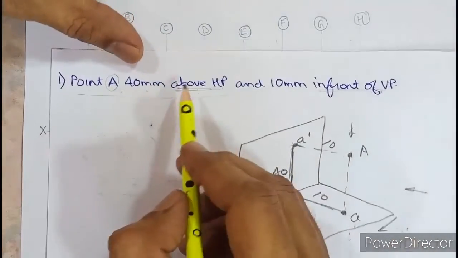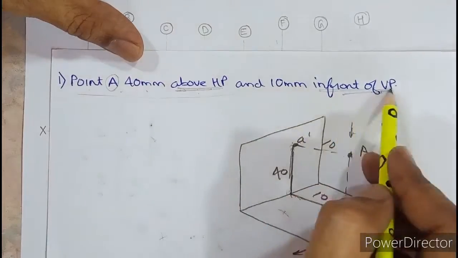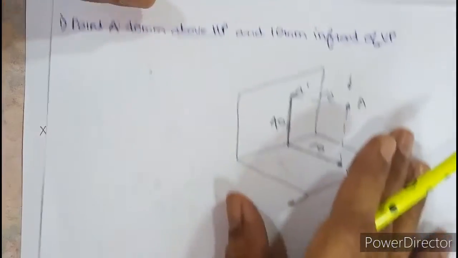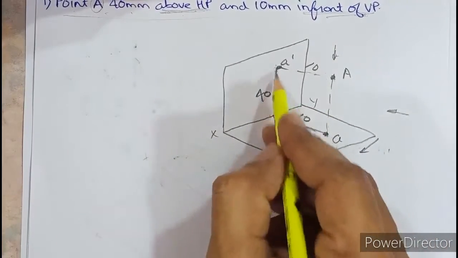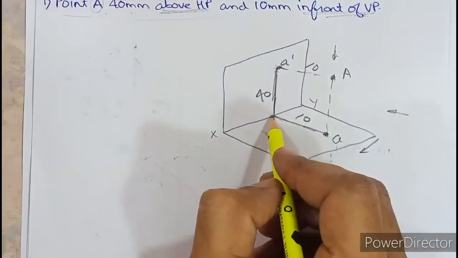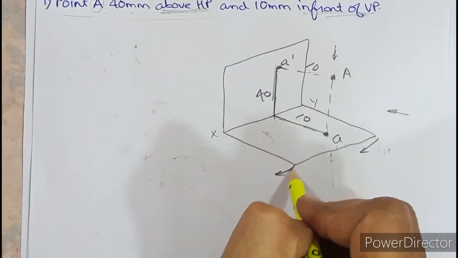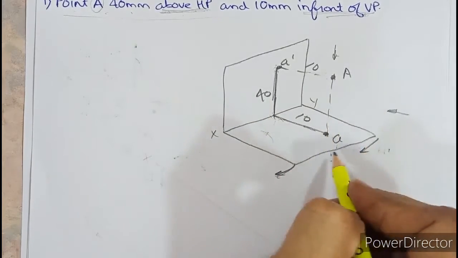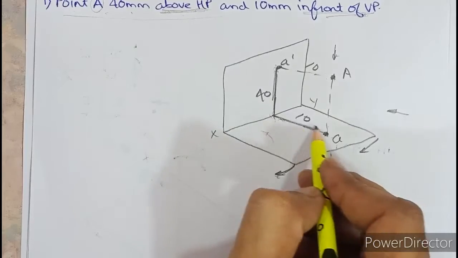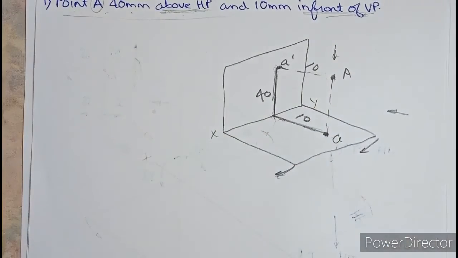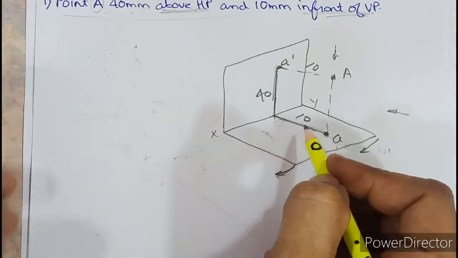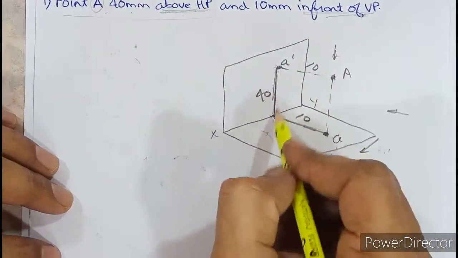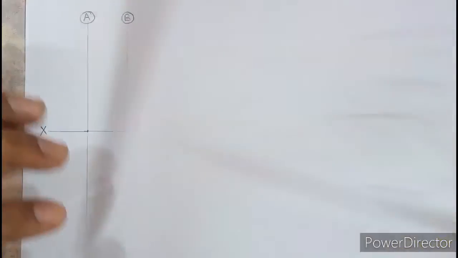So see, in the question they are given with respect to HP and VP, but you have to answer in terms of XY, how much it is above XY and how much it is below. It cannot be in front of XY. It has to be below after you turn HP down. So after I turn HP down, this line will go below. So question is with respect to HP and VP, but answer should be with respect to above and below XY. So I need to mark A dash 40 and A 10. So let us see the answer now.